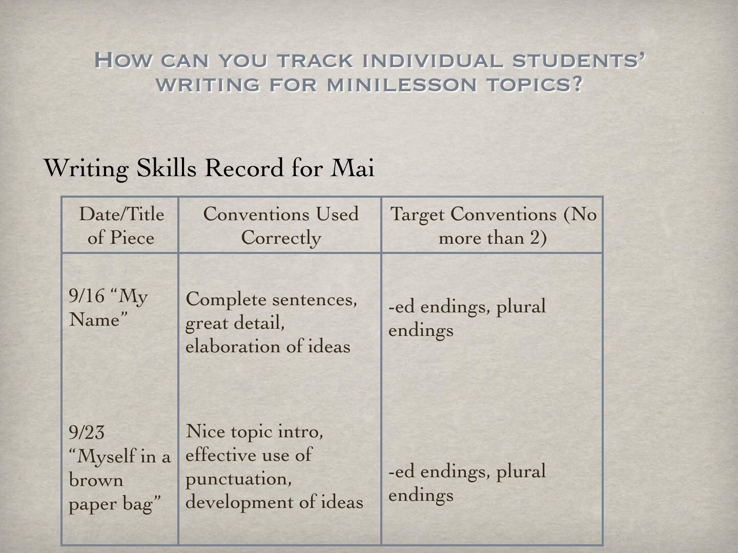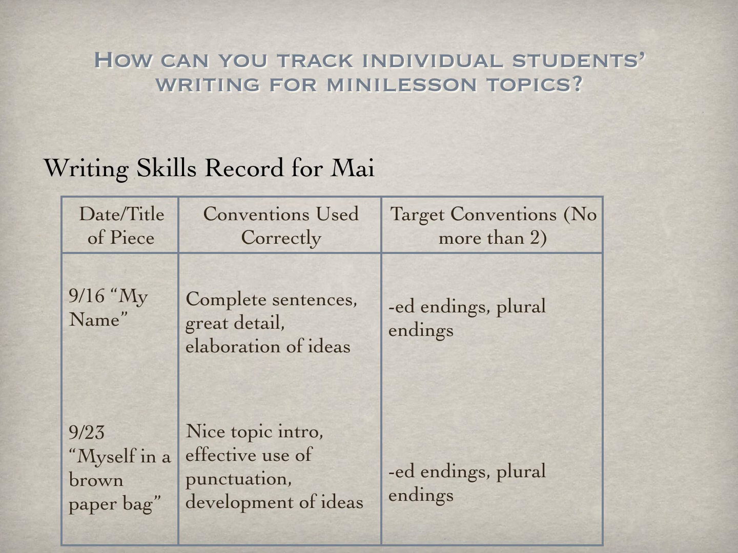The third column includes her targeted conventions, and I try to limit this to about 1 or 2 per assignment so that I'm not overwhelming kids with all the things that they did wrong in their writing. That can really shut a writer down. So you can see for Mai she's very consistent, and this goes along with the web page that she made as well. So I've documented here that she has some ed endings and plural endings that are used a little unconventionally, that we can now see that a pattern is starting to emerge.